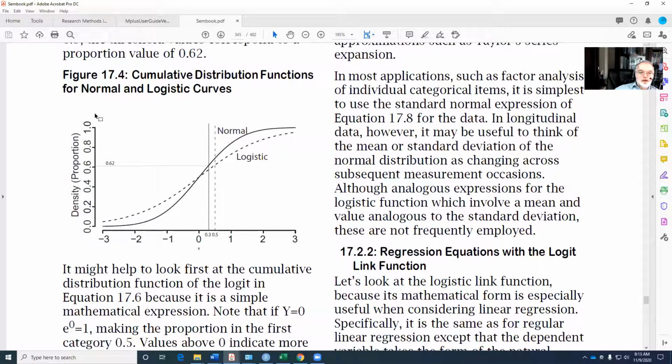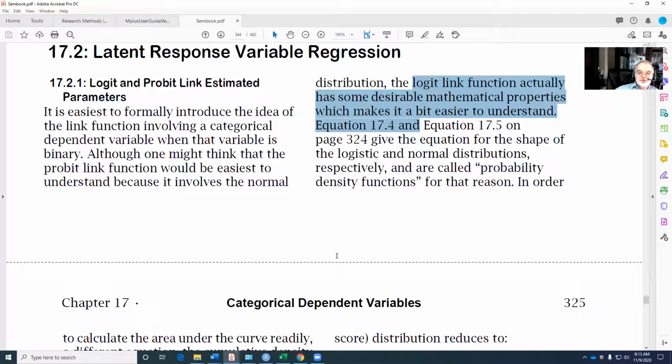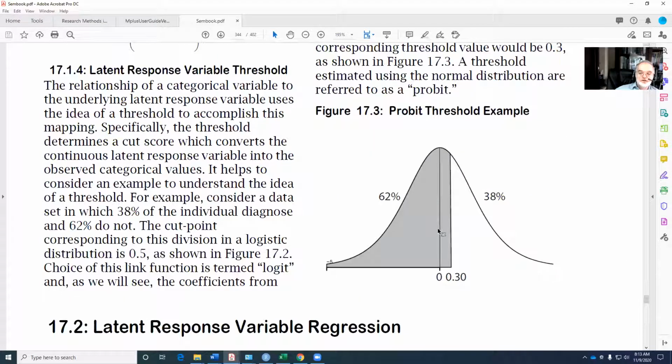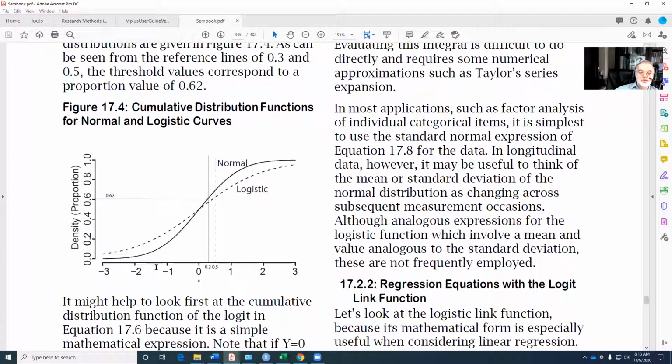So what I've drawn here is the cumulative distribution function for the normal and logistic curves. As we're going from -3 up to +3, as I go up, I'm going to eventually get to this cutoff. So rather than this distribution, which is called the PDF, the probability density function, what we're looking at down here is the cumulative distribution.